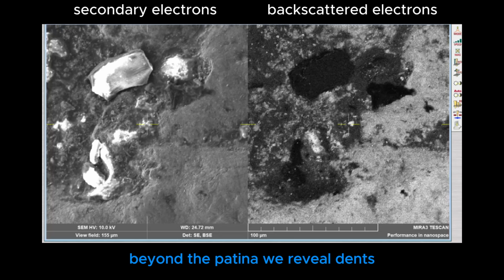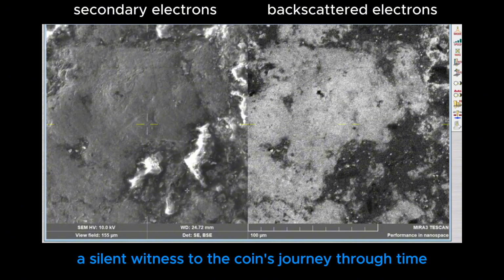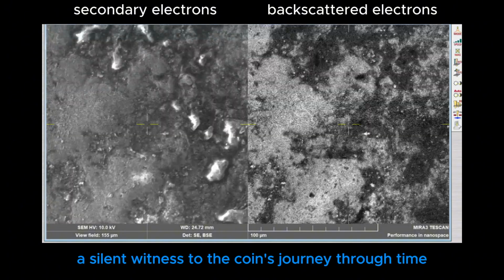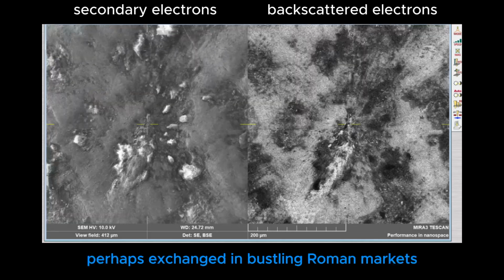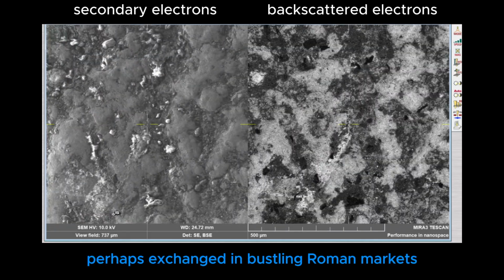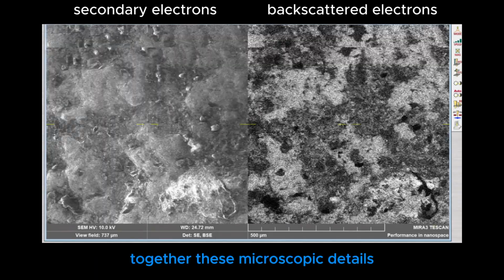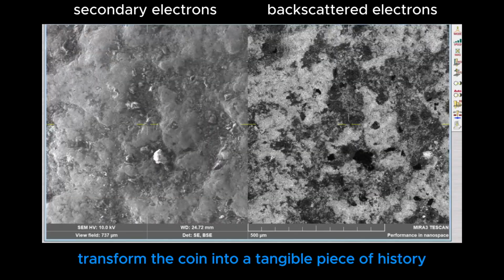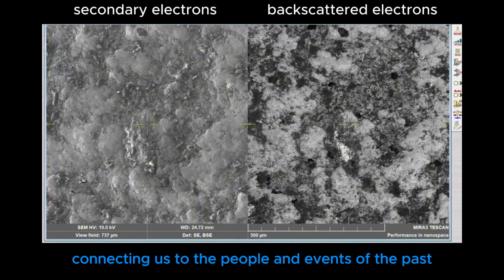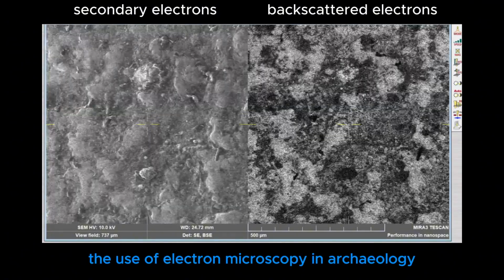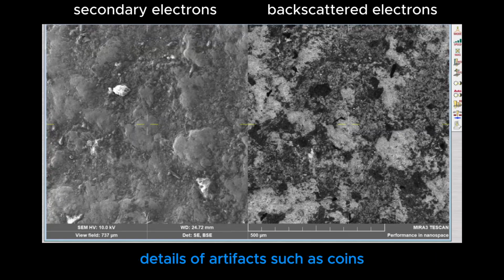Beyond the patina, we reveal dents, scratches, and cracks etched into the surface, each one a silent witness to the coin's journey through time. These imperfections tell stories of its use in daily life, perhaps exchanged in bustling Roman markets or carried by travelers across ancient trade routes. Together, these microscopic details transform the coin into a tangible piece of history, connecting us to the people and events of the past.